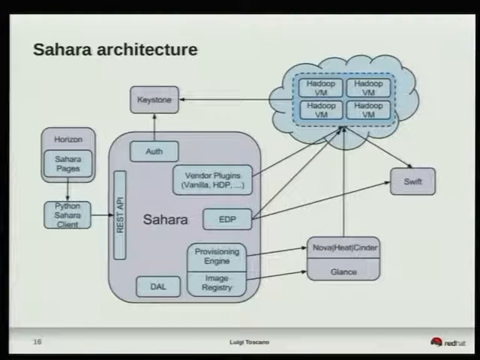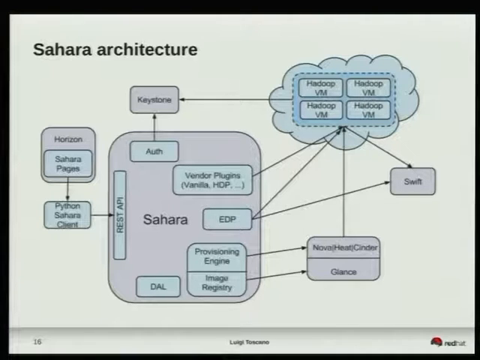EDP, the Elastic Data Processing, is the component inside Sahara which takes care of jobs. And it can interact with Swift as well for taking the input data and writing the output of the jobs. And the interesting thing is that the image registry uses Glance and injects some metadata for each handled image in there. The provisioning engine is used to do all the magic. Of course, it interacts with Nova for the virtual machines. It can use also Cinder, because you can attach some volumes to each instance during the boot. And it can use Heat.